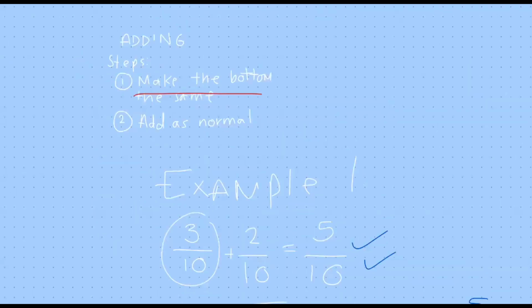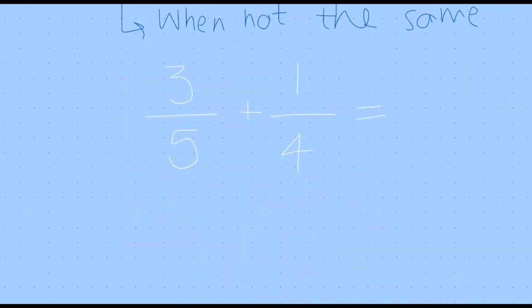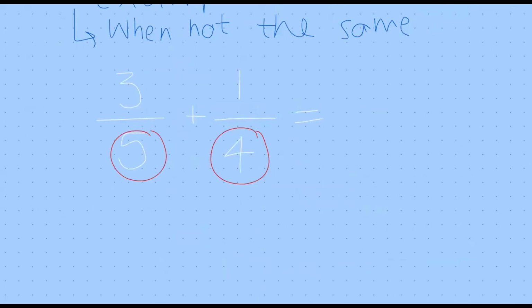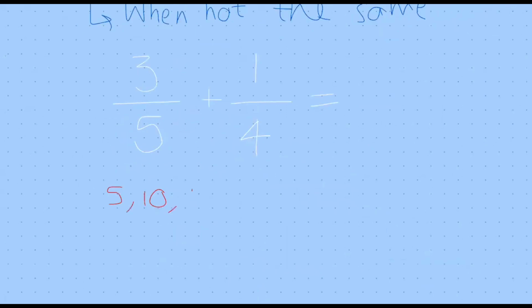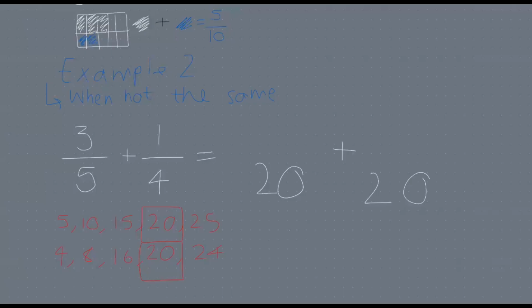So you have to remind yourself to make the bottoms the same. So how do we make 5 and 4 the same? We find a number that they can both be converted to. So I'm going to write out my 5 times table, and then my 4 times table. I forgot to write number 12, but that doesn't matter so much. As long as you know that the number that they both have in common is 20, then you rewrite the fractions with 20 on the bottom.